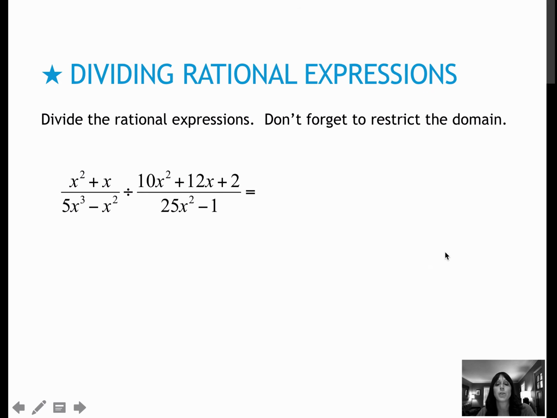Here's one for you to try on your own, so please press pause, try the whole question, take your time, there's a lot of factorization going on, and then press play to see how you did.